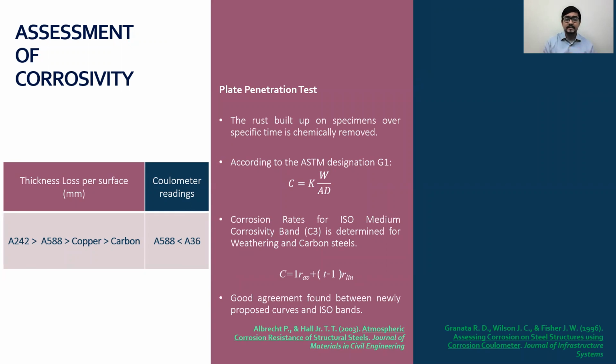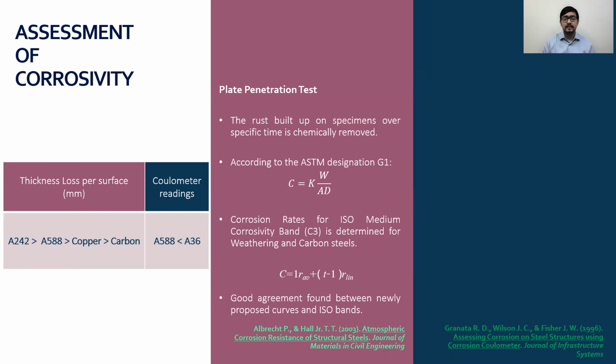Here, C is the average thickness loss in millimeter, K is the conversion constant, W is the total mass loss in grams, A is the total exposed surface area in centimeter square, D is the density in gram per centimeter cube.